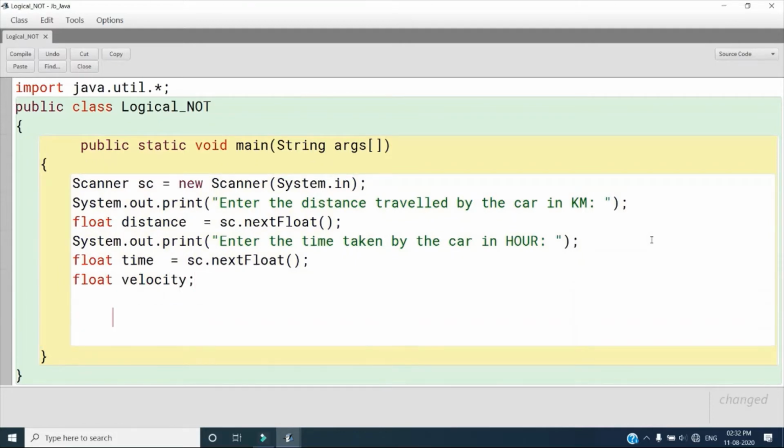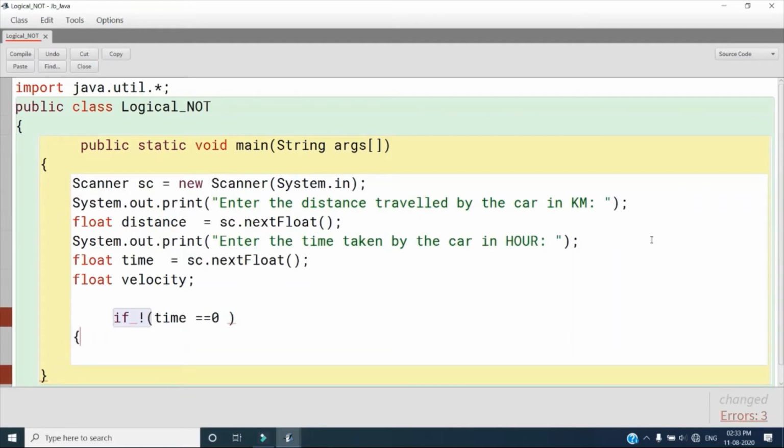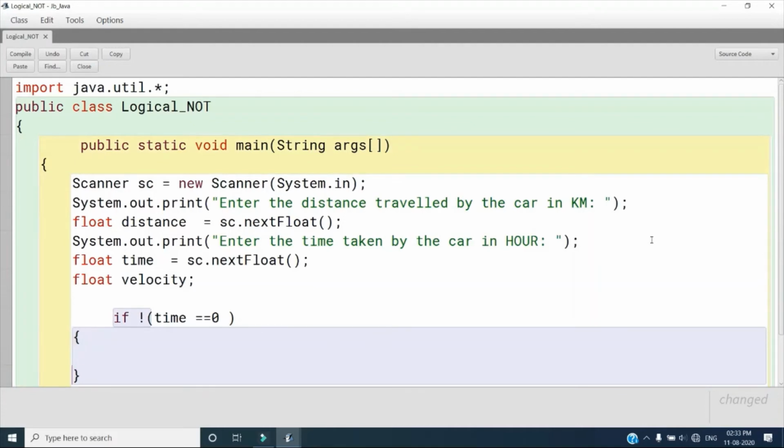Now we know that velocity is equal to distance by time, hence we have to divide by time. We know that we cannot keep the denominator equal to 0, because if the denominator is 0, the result of the division will be undefined. Hence we have to set the condition, and we will set the condition by using logical NOT here. So we will write if, here we will give NOT time. That means if time is not equal to 0, then we will do our division, otherwise we will not do our division.